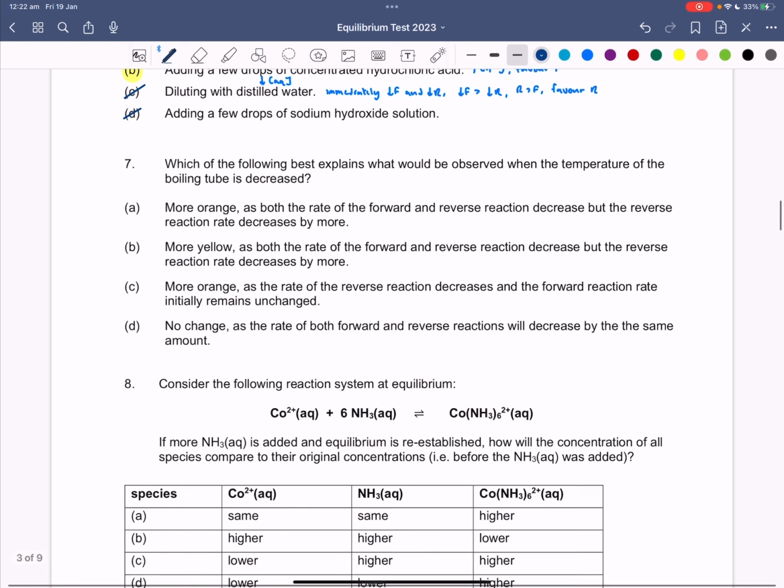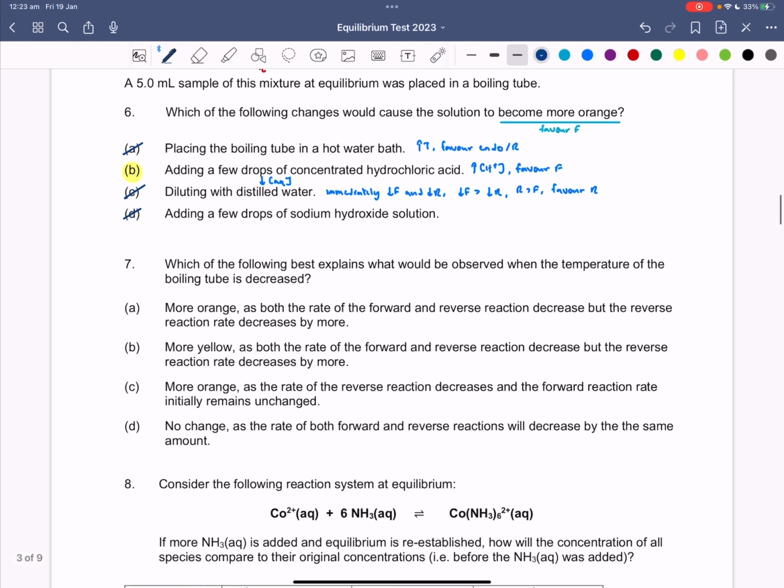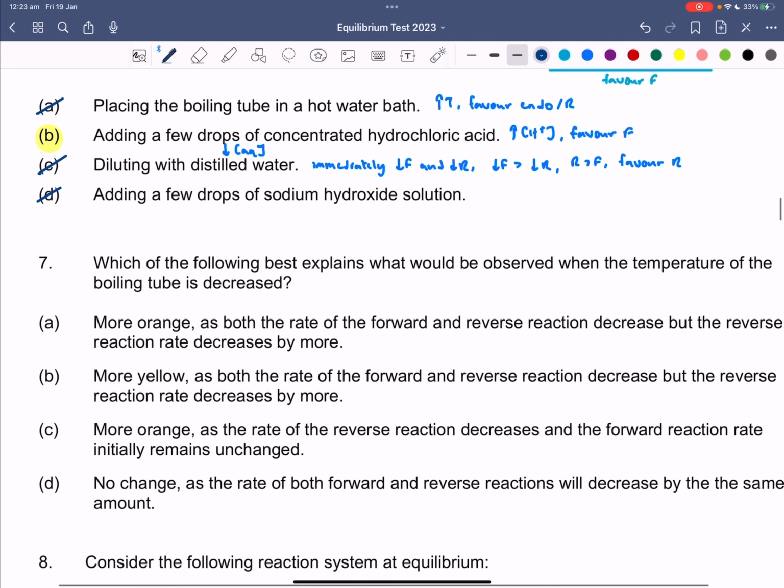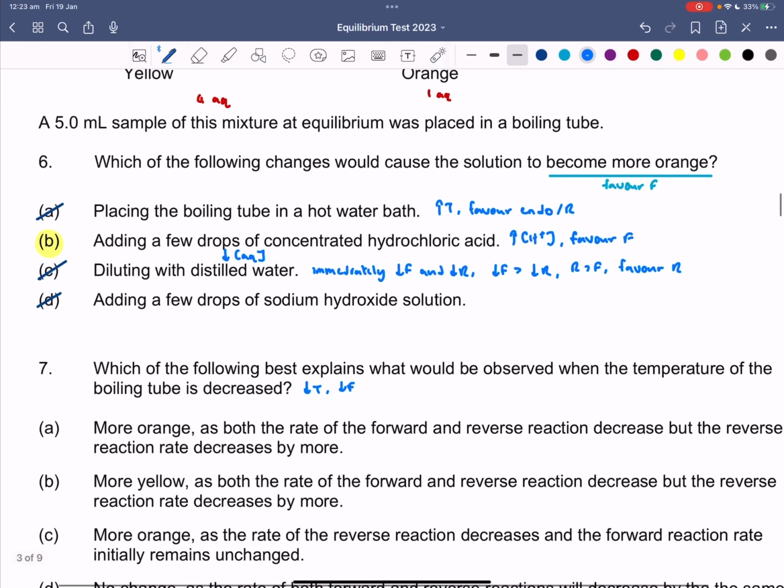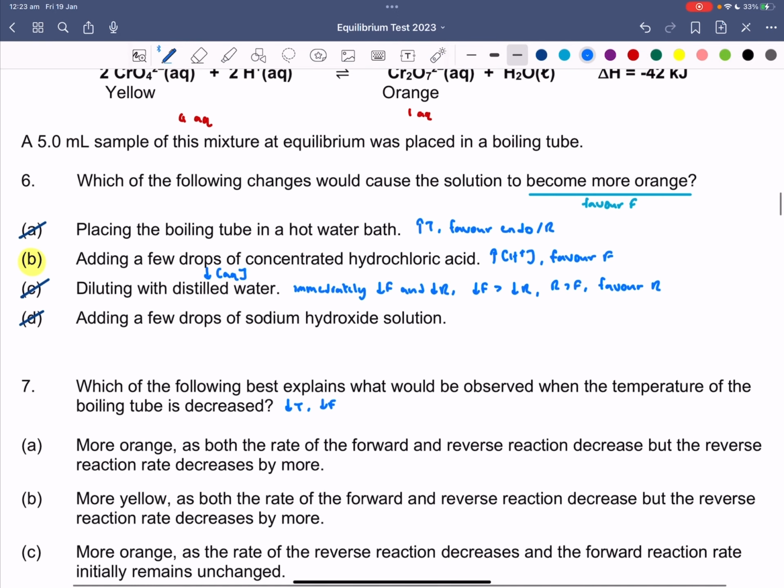Question 7. Which of the following best explains what would be observed when the temperature of the boiling tube is decreased? If we decrease the temperature, we can just use Le Chatelier. Actually, they're both talking about the forward and reverse reaction rates, so I'll use collision theory again because all the options are talking about forward and reverse reaction rates. If you decrease the temperature, there is a definite decrease in both the forward and the reverse reaction rate.